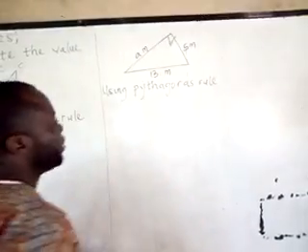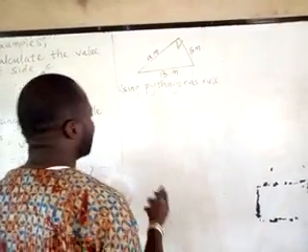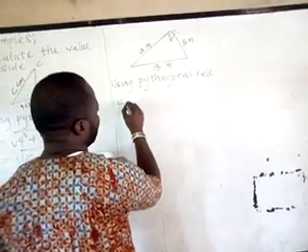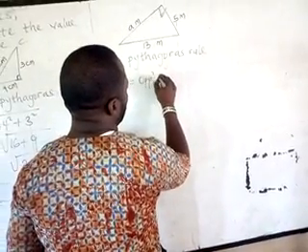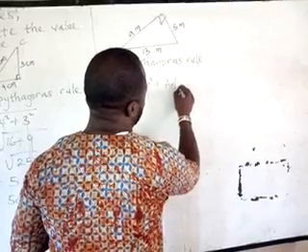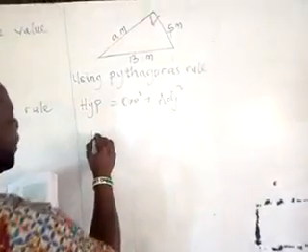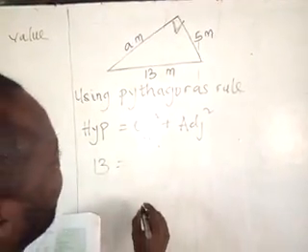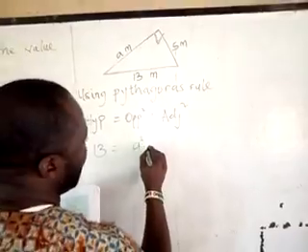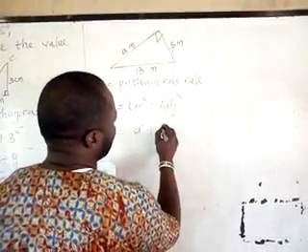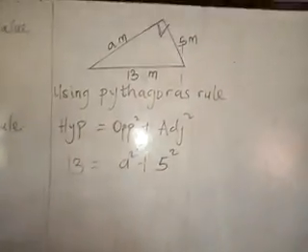And we have been given our hypotenuse to be what? 13 meter. So which means our hypotenuse equals our opposite square plus adjacent square. You have been given the hypotenuse to be what? 13. So you can now say that opposite, which is unknown, is what? A square plus adjacent, which is what? 5 square. Are you getting it now?